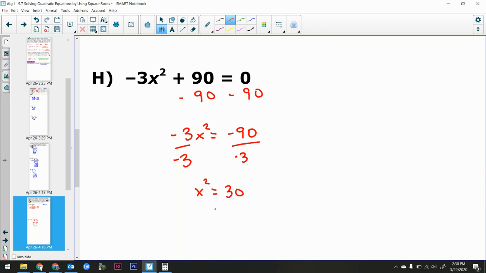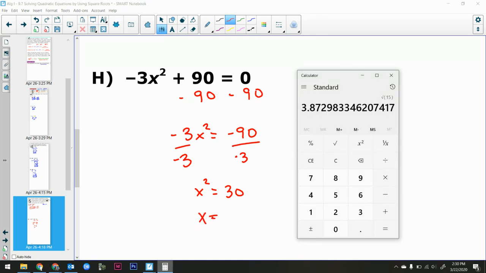Now, think about the square roots around 30. 16 is still too low. 25 is close to it, but still too low. And now 36 is right above it. So it's somewhere between 5 and 6. Right? 5 would be 25, 6 would be 36. So when I square root this, I'm expecting to see something between 5 and 6.